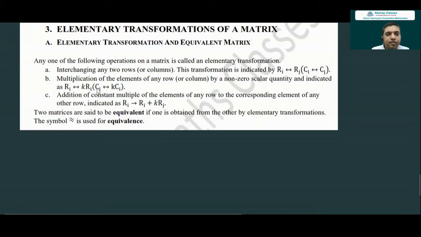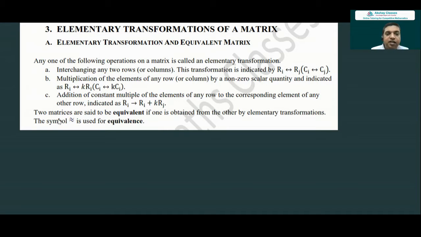This is one. Next, multiplication of the elements of any row by a non-zero scalar quantity, indicated as Ri becomes K times Ri. So we multiply a row by a scalar which is non-zero. That is called an elementary transformation. Similarly, you can do it for a column. Multiply any column with a scalar, and you get an elementary transformed matrix.